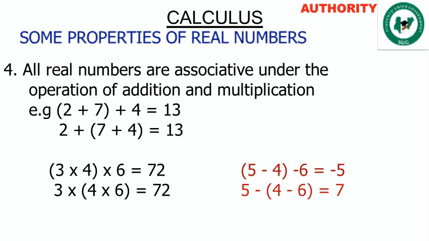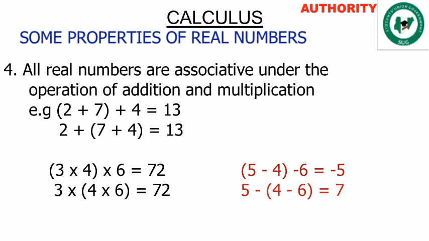Number 4. All real numbers are associative under the operation of addition and multiplication. Let me use an example also to explain associative. Let's see something like 2 plus 7 in brackets, plus 4.